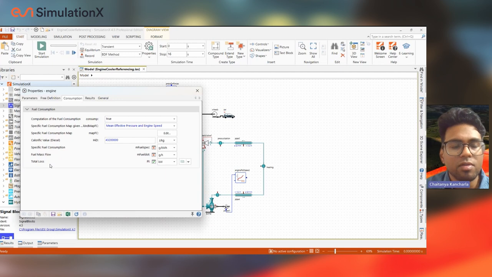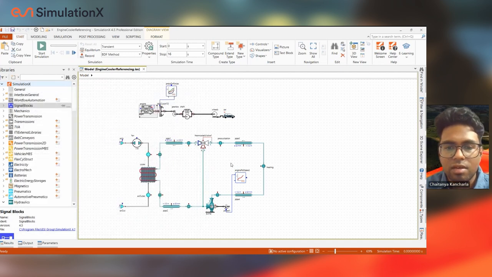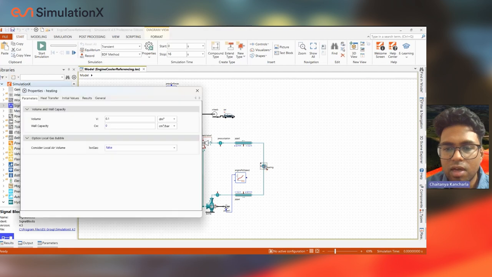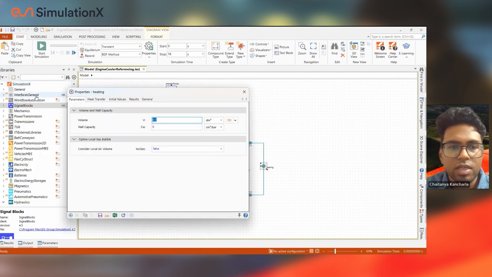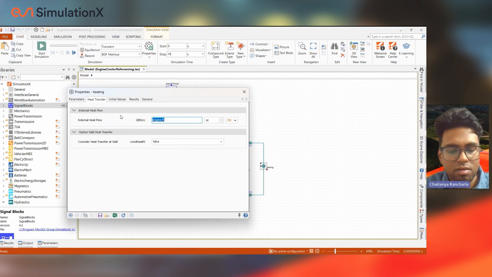pick the parameter that would be necessary for our heat transfer computation and just paste it over here as an external heat flow.